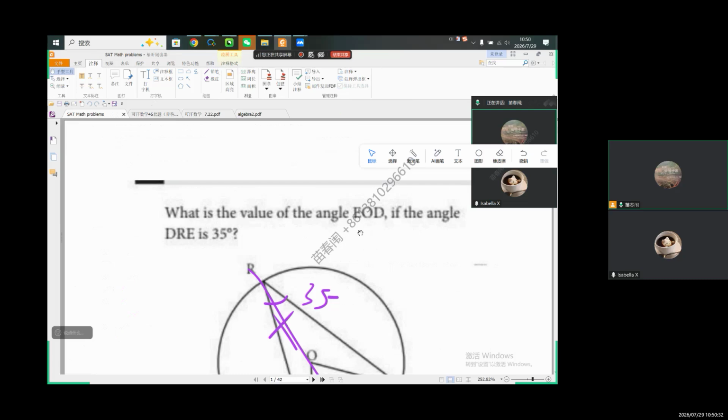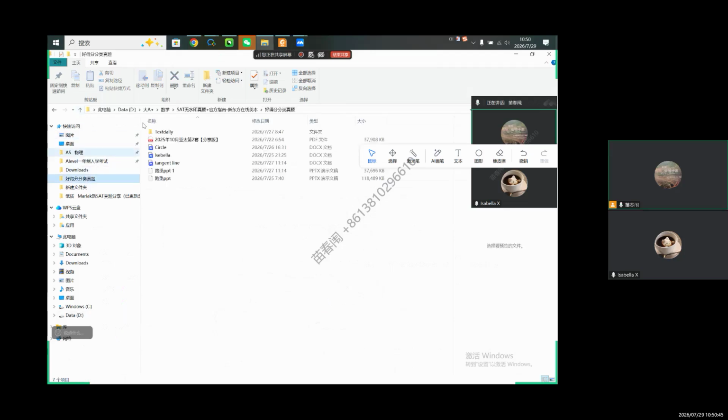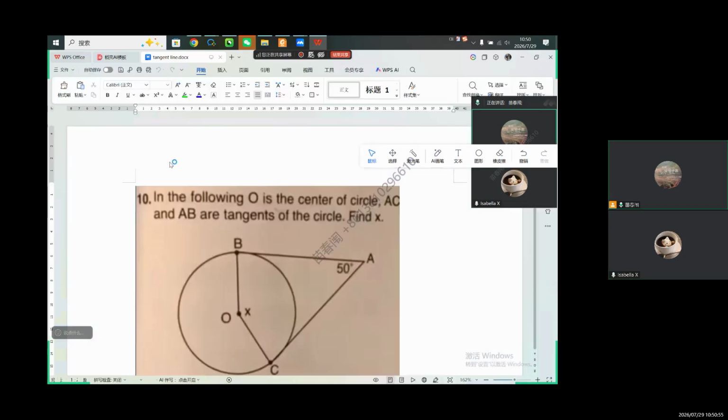Let's do some little questions. Last time, what question did we do? We did a tangent question. Do you remember that one? A tangent line question. Yeah. You understand all that, right? Did you review it?